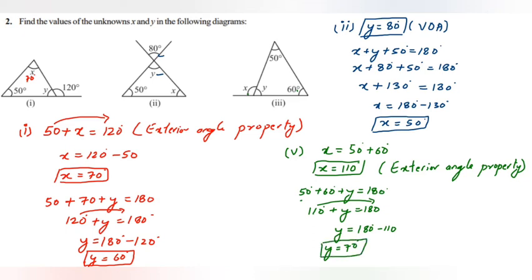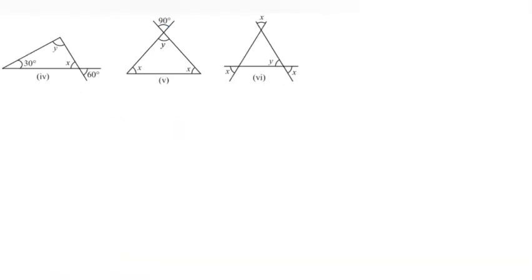Now we'll go to the next one, the fourth question. In the fourth one we have to find x and y again. We're going to find the value of x first by vertically opposite angles, or we can find the value of y, either. So let's start. In the fourth question, x will be equal to 60 degrees because of vertically opposite angles. Next, we know the 30 degrees, and we have to find the value of y.